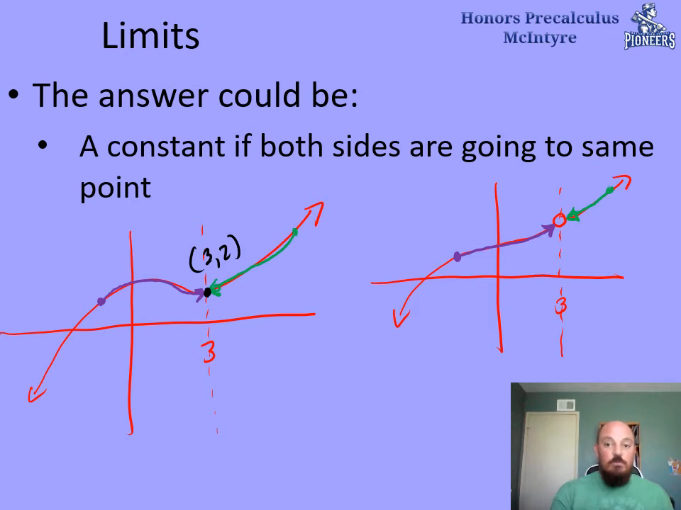And maybe this point where I put the open circle, I called it a hole, maybe that's the point (3, 2). If that's the case, the answer to both of these questions is 2, because it doesn't matter what happens on that dotted line. It only matters what happens as you approach it. So both of these two questions have the same answer for a limit. It's 2 for both of them.